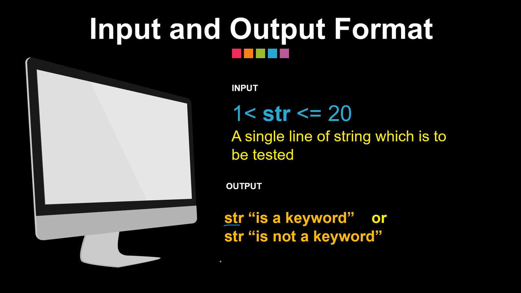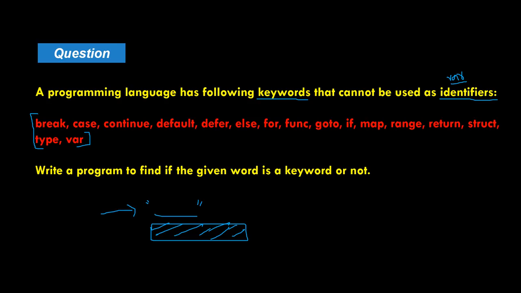For example, if they give you an input saying differ, you should print "differ is a keyword", because differ is in the set of keywords in this programming language, and differ cannot be used as an identifier name. If they give you while, you should say "while is not a keyword". The reason is that in the C programming language while is a keyword, but in this hypothetical programming language for this question, while is not a keyword because it is not in this list.